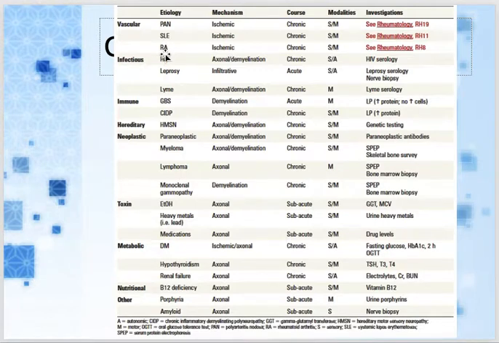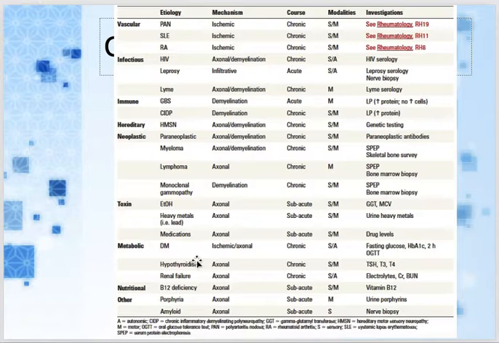So rheumatoid arthritis and systemic lupus erythematosus. HIV can cause it, leprosy, Lyme disease, and Guillain-Barré syndrome, which we are going to study. It's a demyelinating type of condition. It's an acute condition, and it affects mostly motor nerves. Then CIDP, or chronic inflammatory demyelinating polyneuropathy. Then many of the paraneoplastic syndromes can cause it. Among toxins, ethanol or alcohol damages axons, heavy metals like lead damage axons, and medications damage axons. Whereas diabetes mellitus gives ischemic as well as axonal damage.